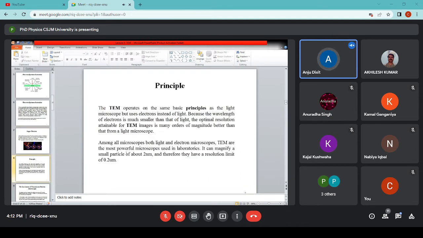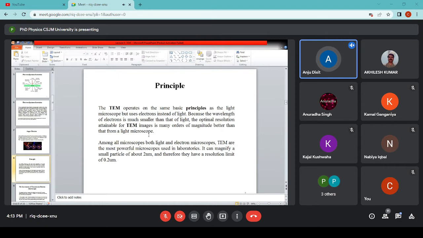So I am moving further towards the principle of TEM. The transmission electron microscope operates on the same basic principle as the light microscope, but instead of light it uses electrons. Because the wavelength of electrons is much smaller than that of light, the optimal resolution attainable for TEM images is many orders of magnitude better than from a light microscope. That is why we prefer to use the electron microscope to have this atomic level analysis.